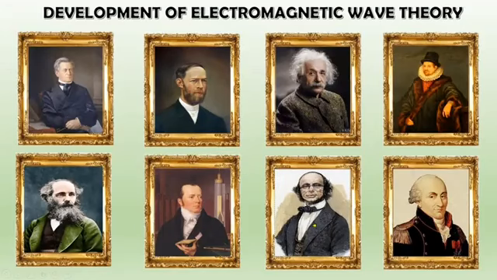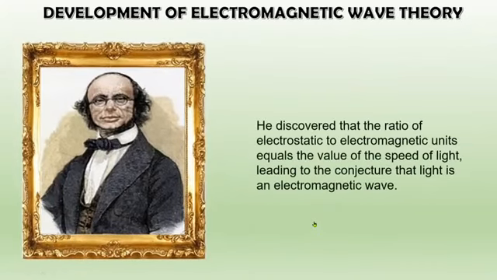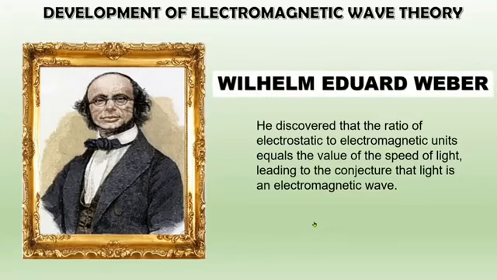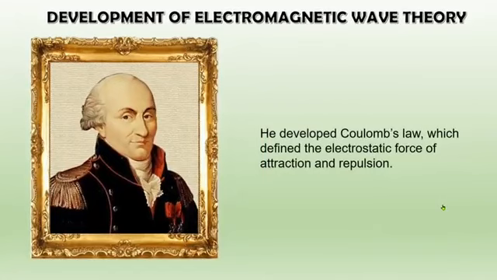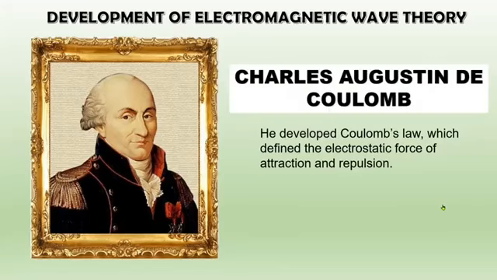How about this person? He discovered that the ratio of electrostatic to electromagnetic units equals the value of the speed of light, leading to the conjecture that light is an electromagnetic wave. He is none other than Wilhelm Edward Weber. And the last person, he developed Coulomb's law, which defined the electrostatic force of attraction and repulsion. Who is he? He is Charles Augustin de Coulomb.